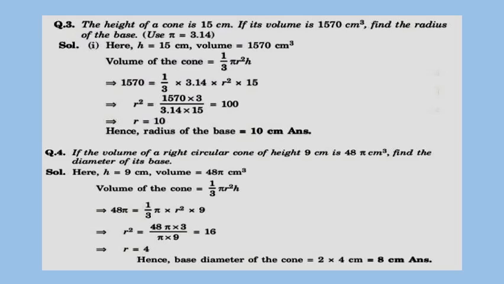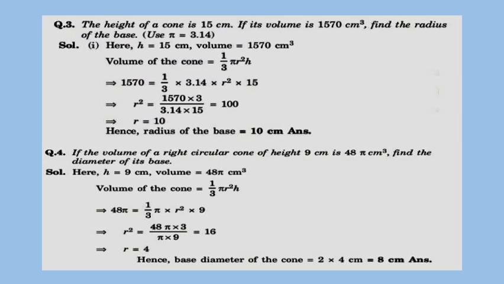The height of a cone is 15 centimeter. If its volume is 1570 centimeter cube, find the radius of the base. Here h equals 15 centimeter and the volume is given. Use the formula for the volume of the cone. Substitute the values. You will get r square equals 100, that is r equals what? 10 centimeter. So in this way we can calculate the radius of the base.